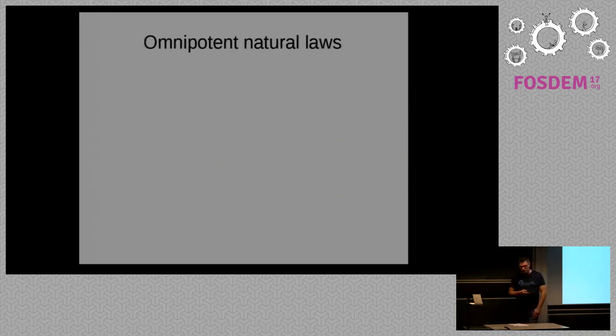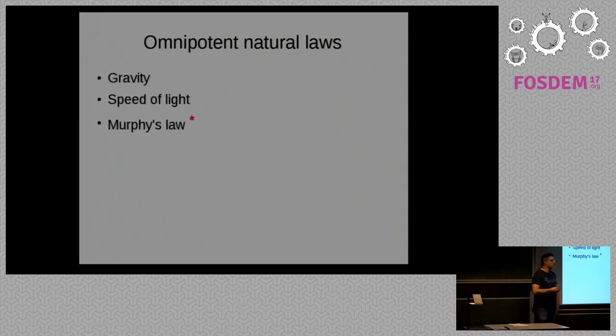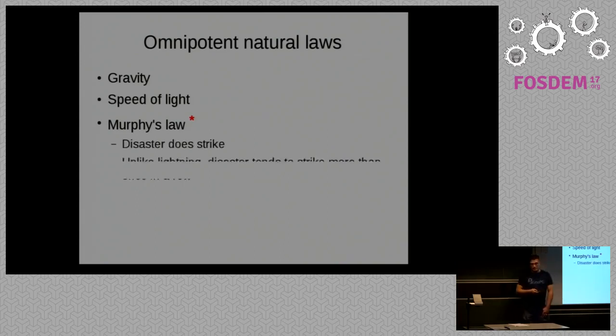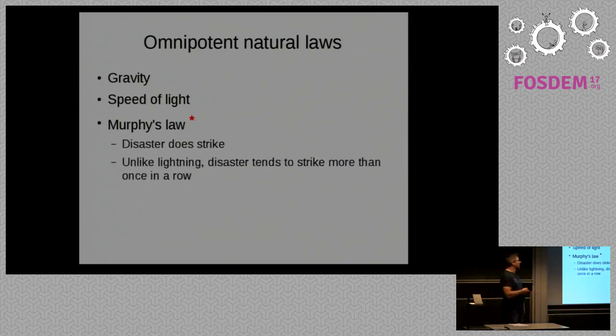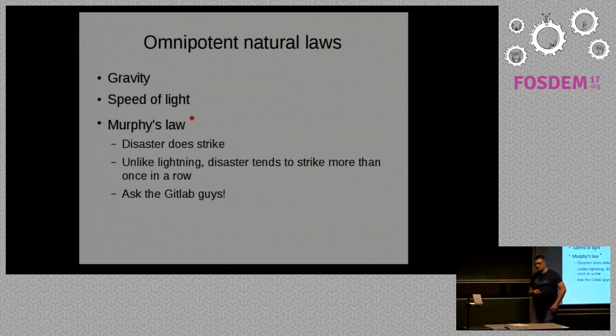So there are some natural laws that are always valid. Gravity, speed of light, Murphy. You all know what Murphy's law is. Okay. Disaster does strike. Unlike lightning, disaster does strike twice in the same place. You see that red point up here? It's the first and last time I mention the GitLab guys, but when I read that, I thought, how do you mess that up? Right.